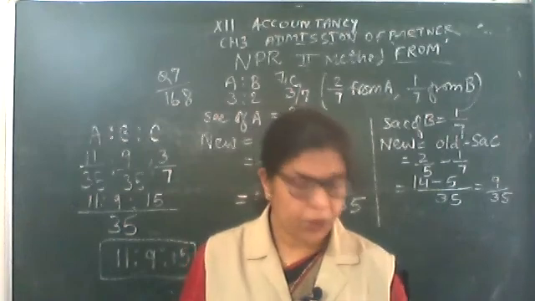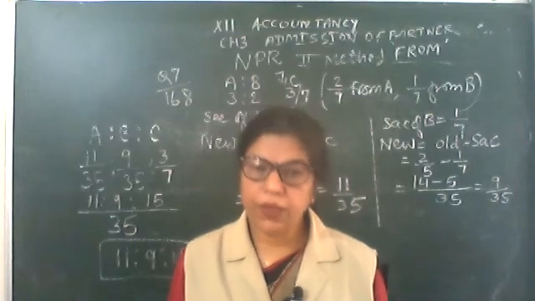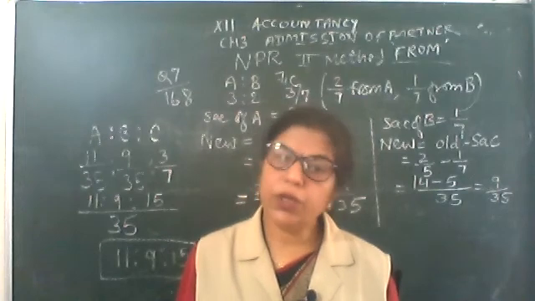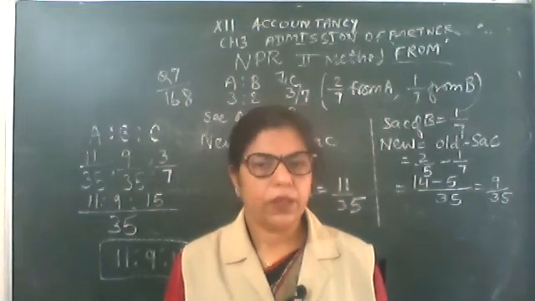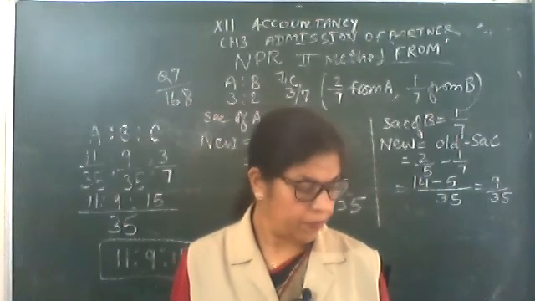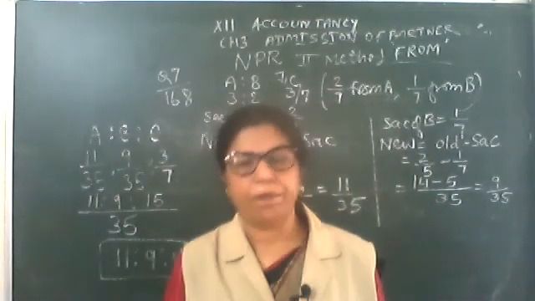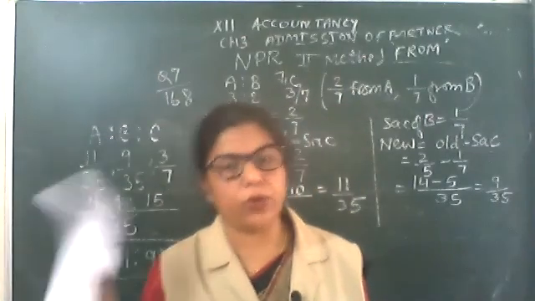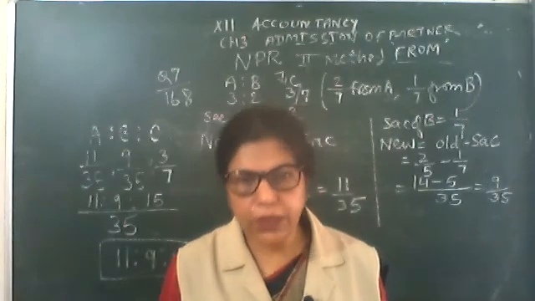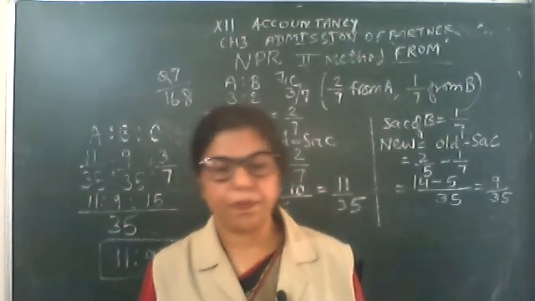Then question number 4. A, B, C are partners in 2:2:1. Already 3 partners. They admitted D for 1/8 share, which he acquired entirely from A. It means sacrificed by A only. Calculate NPR. This is question number 4 of NCERT, page number 168.